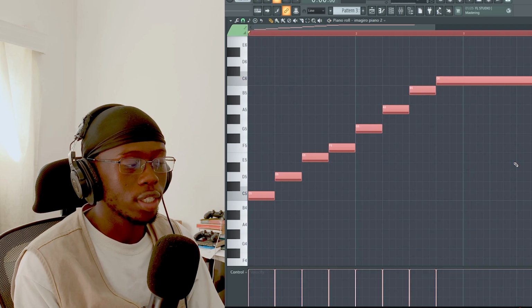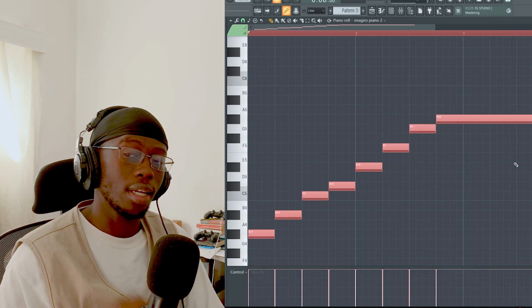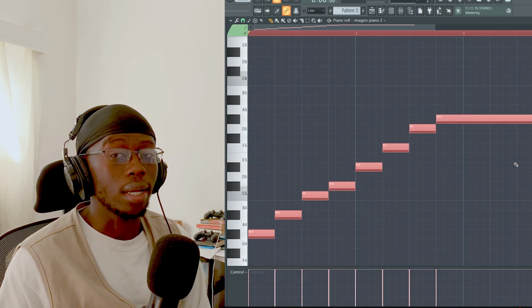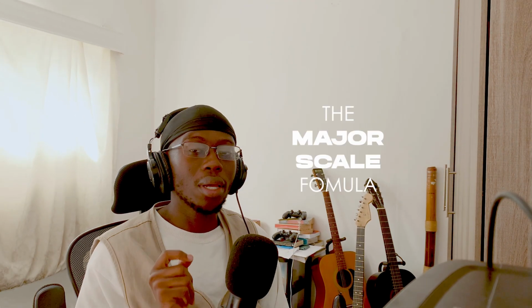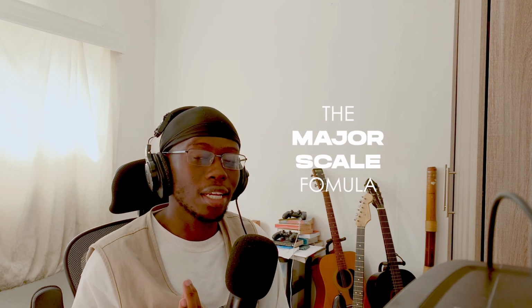And then you can transpose it to other points to get different scales that you would like to get. Now, these are all cool because they're easy, but I do recommend the next method because it's probably the most important method for the long term.